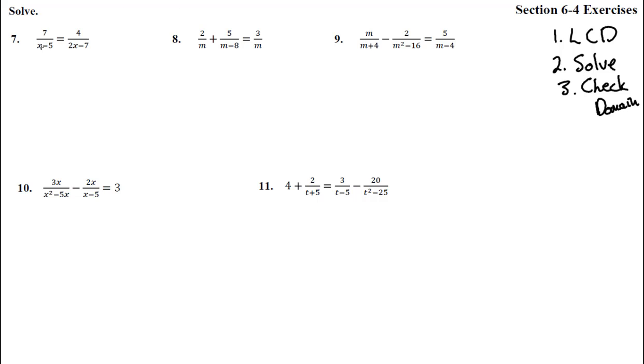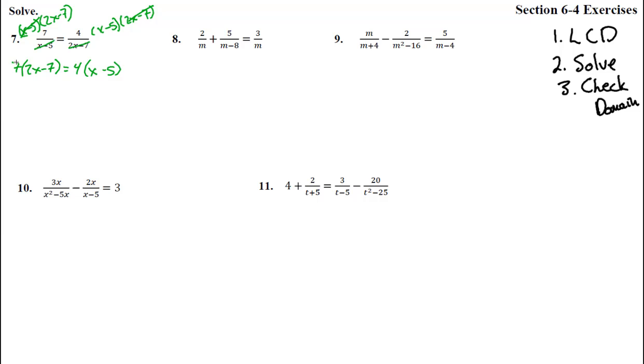Here, the least common denominator is x minus 5 times 2x minus 7. So we're going to do that on both sides, x minus 5 times 2x minus 7, and over here, x minus 5 times 2x minus 7. The x minus 5 cancels here, and the 2x minus 7 cancels there. No fractions. And so we're left with 7 times 2x minus 7 equals 4 times x minus 5. Good. We know how to solve this.